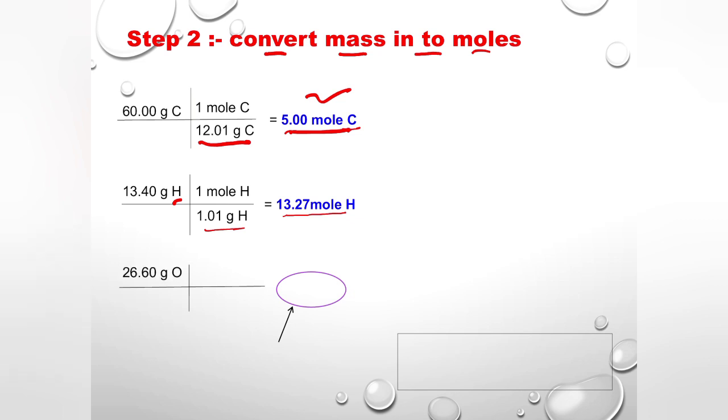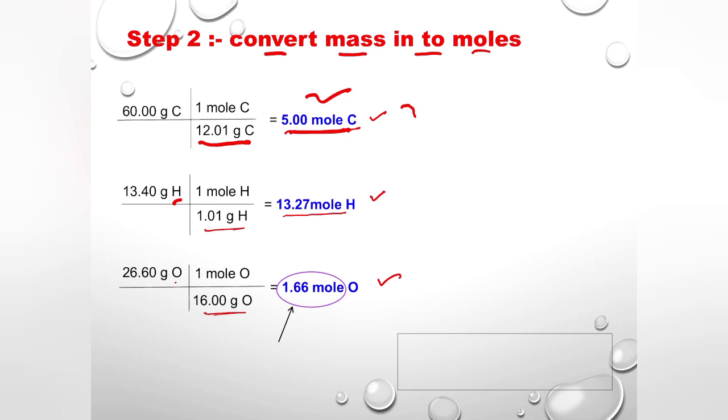Now the third element, oxygen, 26.60 grams of oxygen. We divide by 16, which is the molar mass of oxygen, and we get the number of moles, 1.66 moles. Now after getting the moles, we compare all the quantities received. For the first element, carbon, we get 5 moles, for the second element, 13.27 moles of hydrogen, and for the third element, oxygen, we get 1.66 moles.